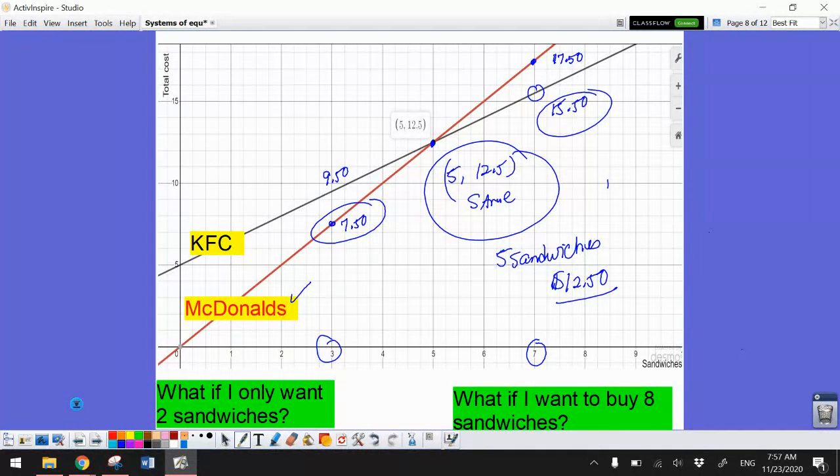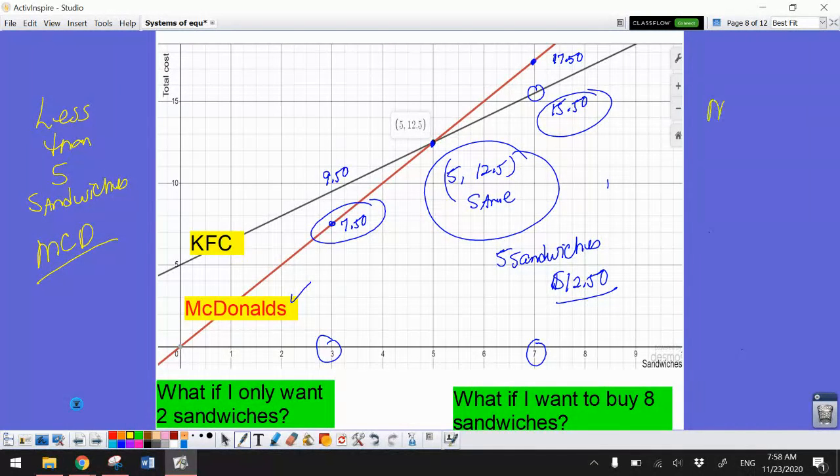Again, it comes back to that intersection point. So if I want less than 5 sandwiches, who should I buy from? Yeah, McDonald's. I should buy from McDonald's because that's where it's going to be cheaper.